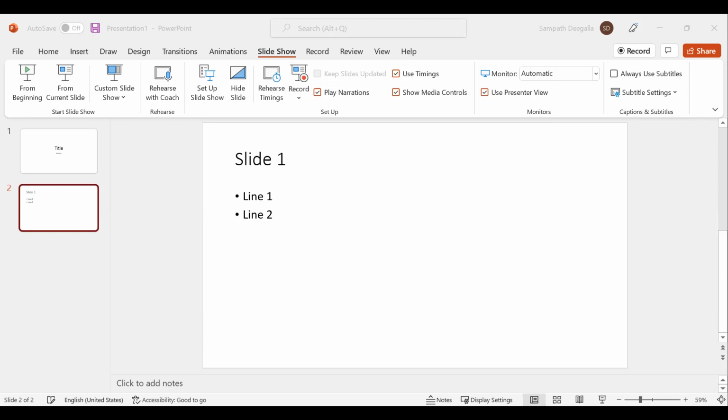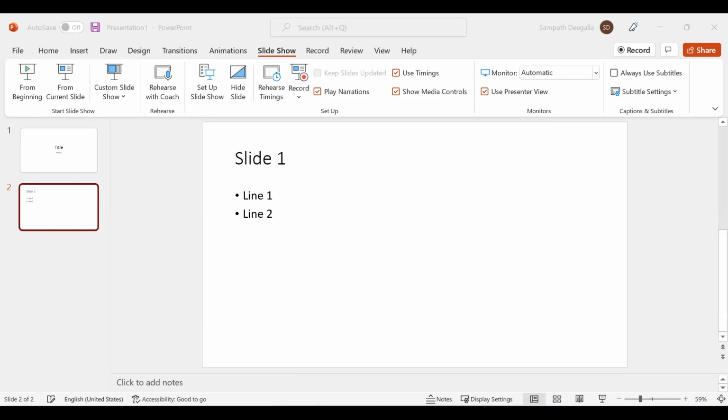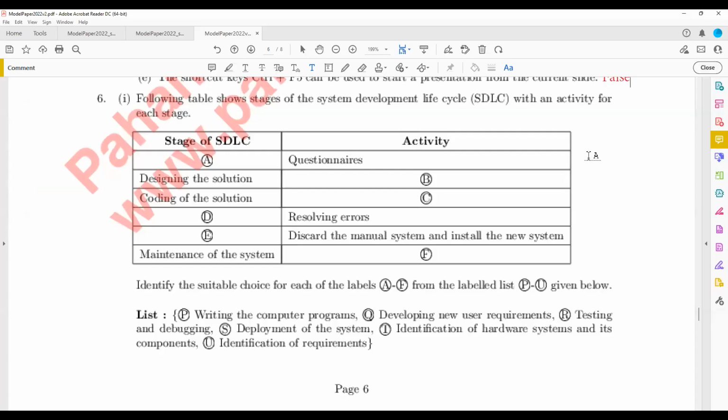So there are 6 stages in the software development life cycle. What is the first one? Identification of requirements. Yes, the second one is design the solution. What do you do in designing the solution? You look at software architecture, hardware architecture, interfaces, and so on.